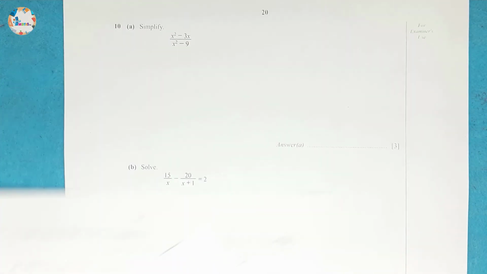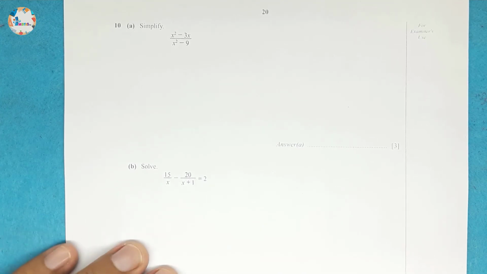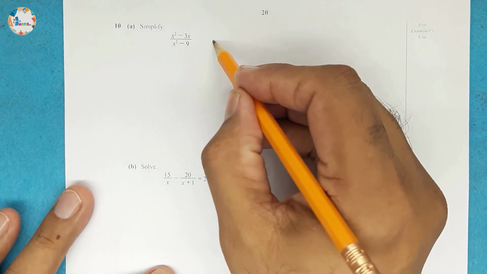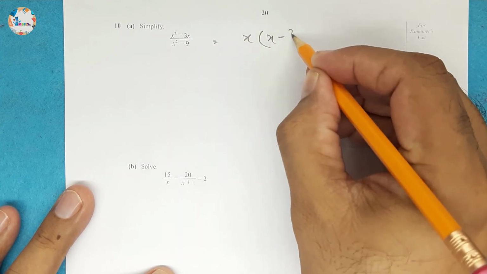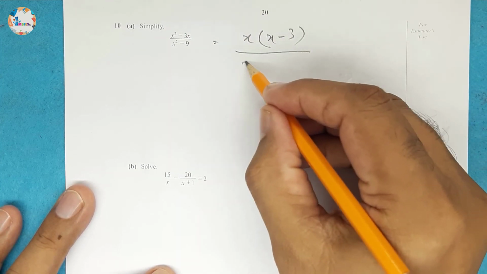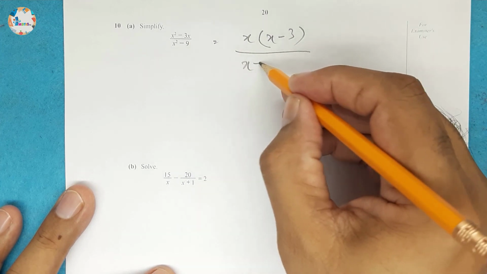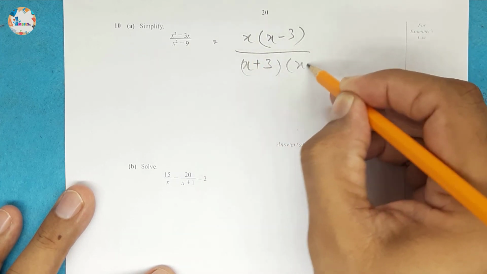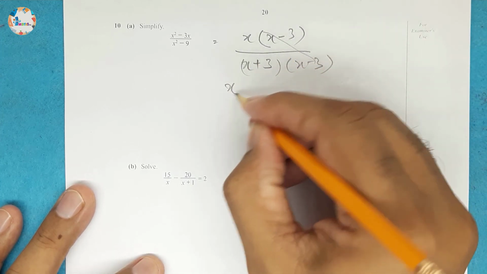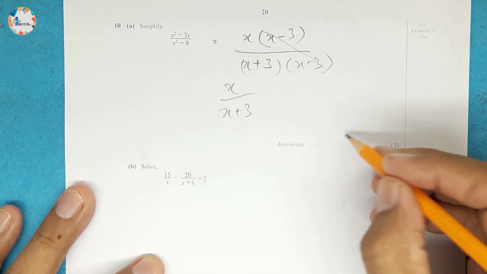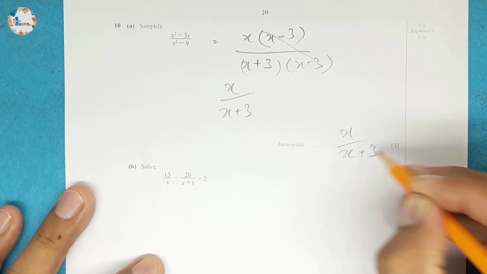So this is done. Question number 10, we have to simplify this. So what we can do, we can take x common from the numerator, so it will be x minus 3 and divided by this will be a square minus b square, so x plus 3 into x minus 3, this will be cancelled, so our answer will be x over x plus 3. X over x plus 3 will be our answer.